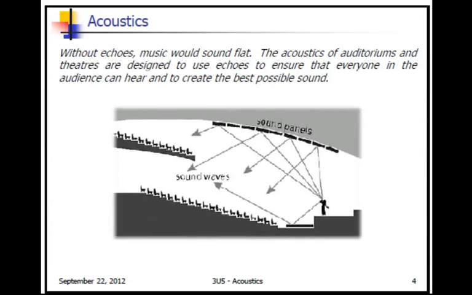Without echoes, music would sound flat. The acoustics of auditoriums and theaters are designed to use echoes to ensure that everyone in the audience can hear and create the best possible sound. Here we have a person on stage. Their sound is reflecting off of sound panels at the roof of this auditorium, and it's curved in such a way that people can hear well throughout. And there are also reflective surfaces that the sound could travel. And you notice that the theater guests are seated upwards on a slant.